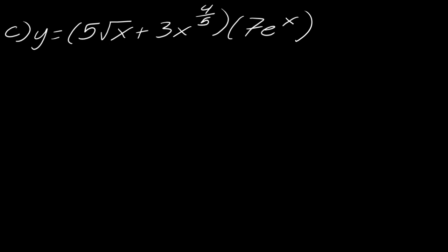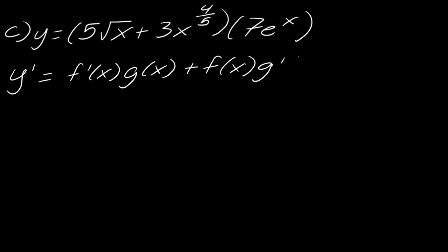Okay, so moving on to this next one. Like I said, we're not actually looking to distribute here. We want to keep this as is, and we want to just use the product rule. So this first part is going to be my f of x, and this second part is going to be my g of x. So the structure of my derivative, just to remind you, is f prime of x times g of x plus f of x times g prime of x.